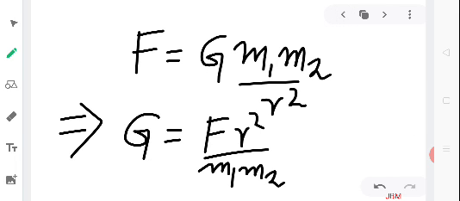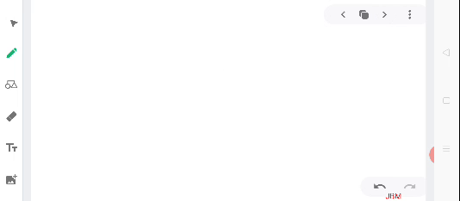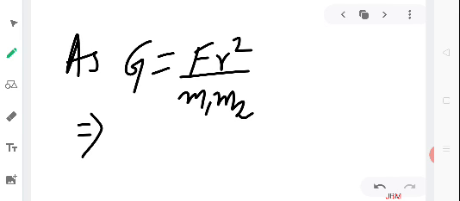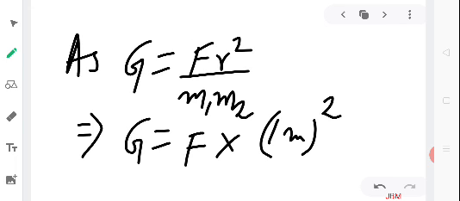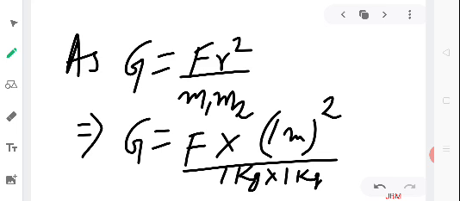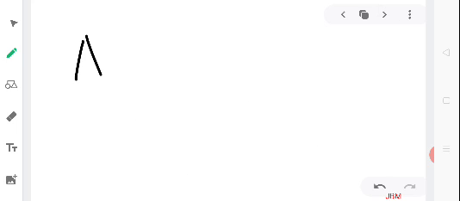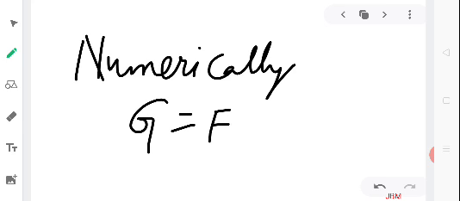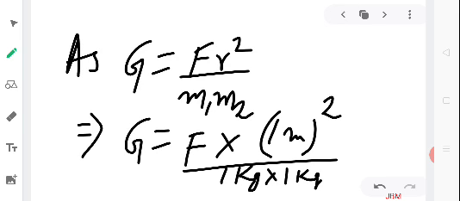Let us substitute these values in the expression for G. So what shall we get? As G is equal to F r square by m1 into m2, on putting the values of m1, m2 and r, G will be equal to F into r, which is 1 meter square, m1 is 1 kg, and m2 is also 1 kg. So obviously numerically G will be equal to F, isn't it? Numerically, because you can see 1 and 1 get cancelled out. So numerically, G will be equal to F.